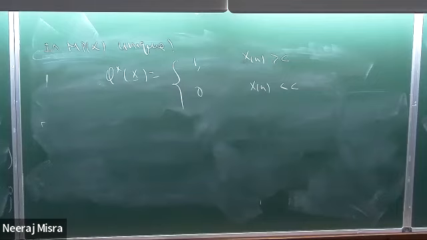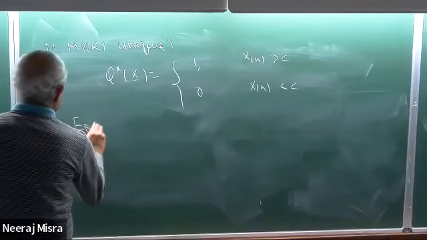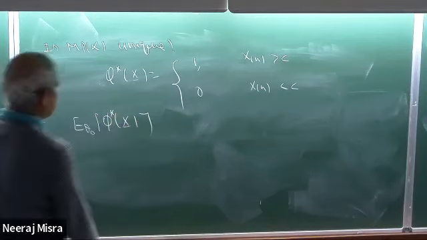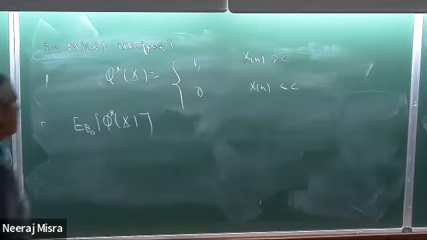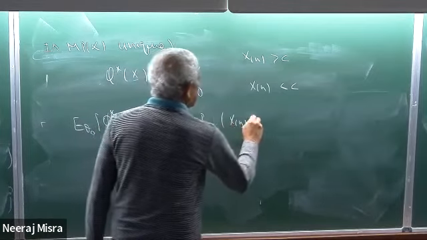No, power should be maximum, that is okay, but maximum power test I have already derived. So I should say that its power is same as the power of that test, right? These are the only two things I should show. Okay, so I look at E theta naught phi star X, which is same as probability under H naught that Xn is greater than C.